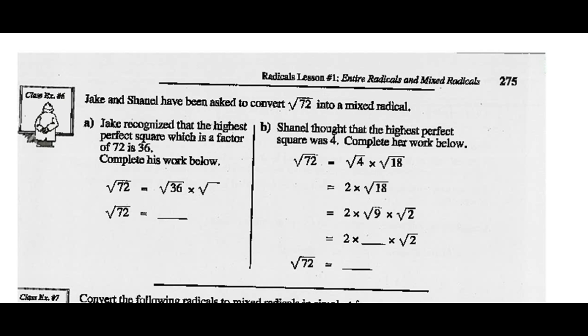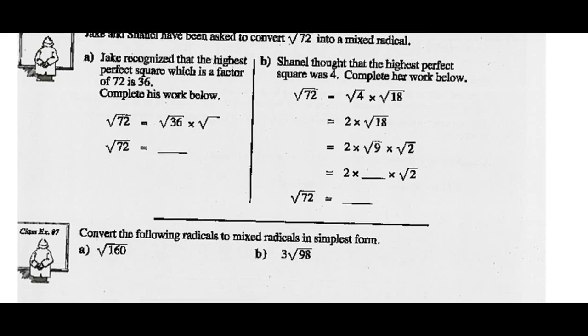Jake and Chanel have been asked to convert radical 72 into a mixed radical. Jake recognized that the highest perfect square, which is a factor of 72, is 36. So he wrote his work as radical 72 equals radical 36 times radical 2. The square root of 36 is 6, and there is no square root of 2, so it stays as radical 2.